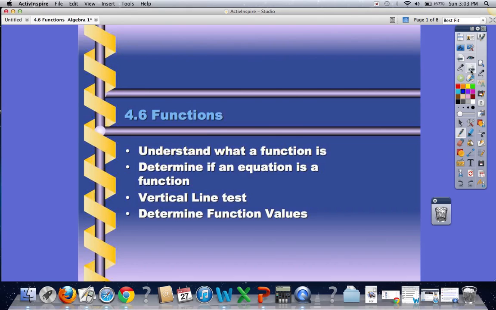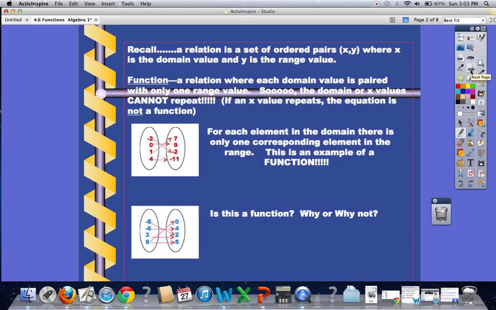Right, so let's go. Recall when we were doing sections in this chapter that a relation is a set of ordered pairs, an x and a y coordinate, where x is the domain and the y is the range. Okay, very important that you get that straightened out so that we won't have any mistakes in this section.